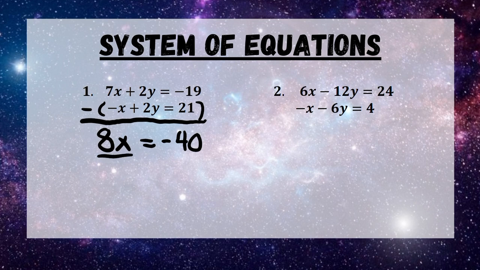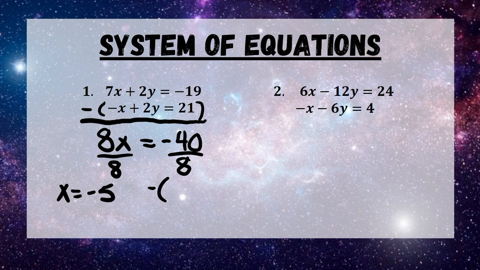To get x by itself, we have to divide each side by 8, and this will give us x equals negative 5. The answer to a system of equations is the ordered pair where the two lines intersect. That means that we need an x and a y to find the full answer to the system of equations. So far we only have our x. In order to find the y, we have to plug in the x to either equation. We're going to plug it into the one on the bottom.